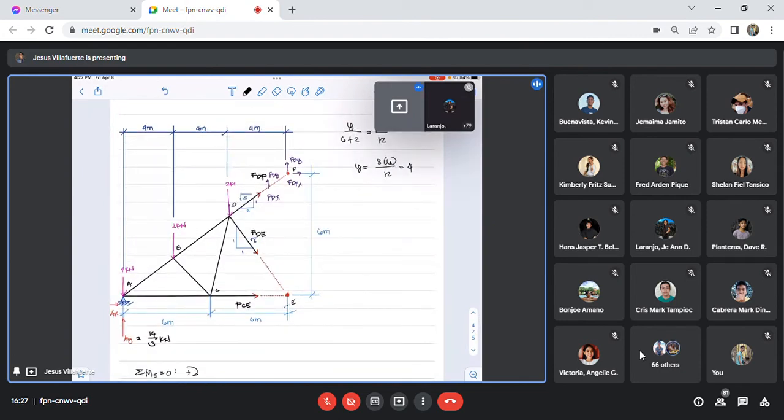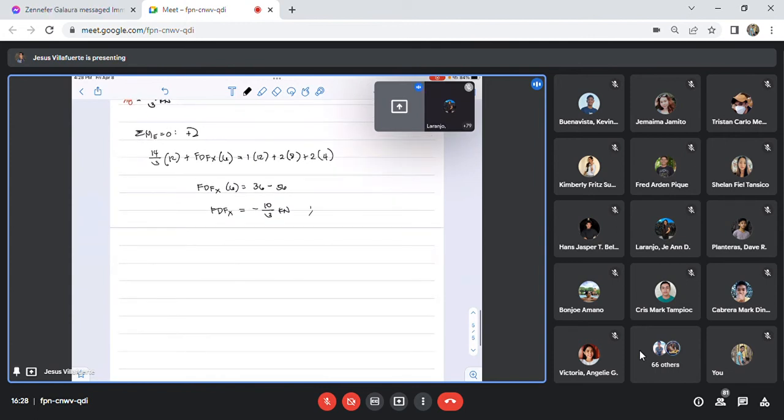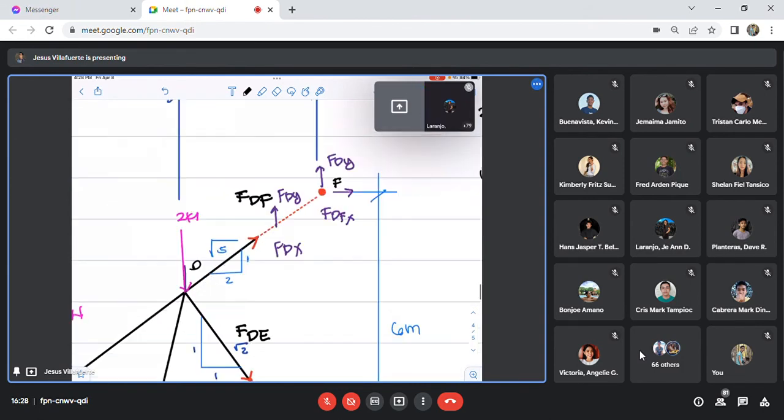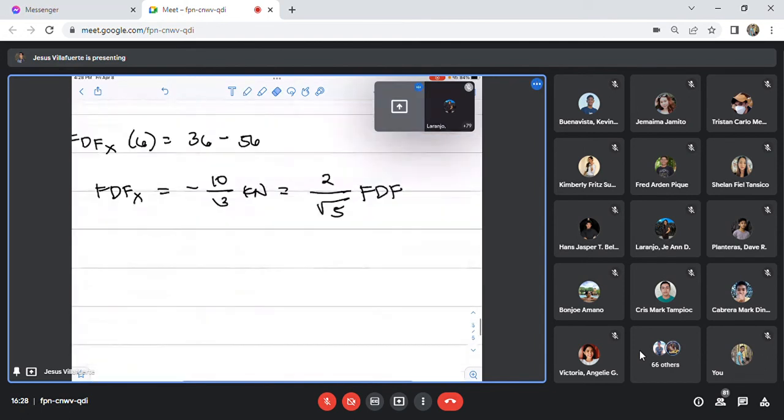That is 2 over the square root of 5. So FDFX is just equal to 2 over the square root of 5 times FDF. So what is the horizontal component? 2 divided by the hypotenuse. Which number is in the horizontal component? That is 2 divided by the hypotenuse, that is the square root of 5. That's how you take the horizontal component. So it is equal to 2 over the square root of 5 FDF.